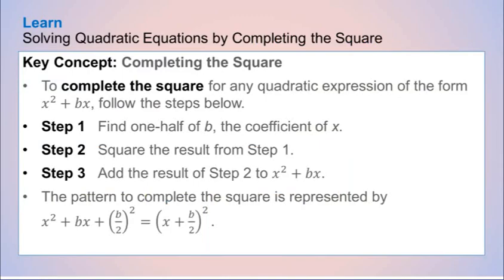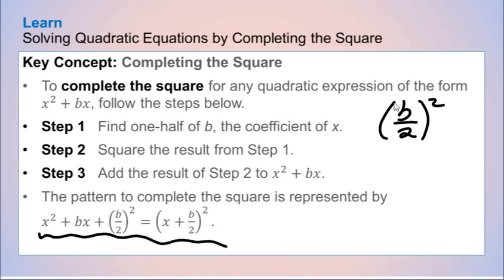To complete the square for any quadratic expression of the form x squared plus bx, follow the steps below. Step 1, find 1/2 of b, which is the coefficient of x. Then you're going to square the results from step 1. So really, it is b divided by 2 and then square it. And then you're going to add the results of step 2 to x squared plus bx, and you're going to do that on both sides, like you see down here. And then you're going to have a perfect square trinomial.